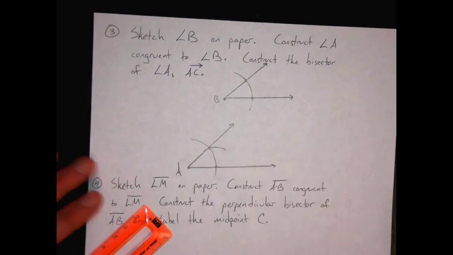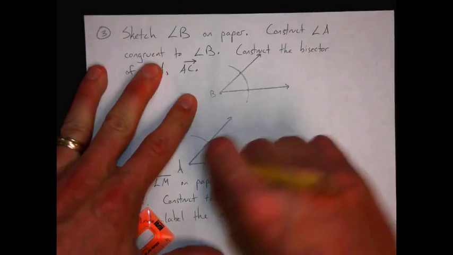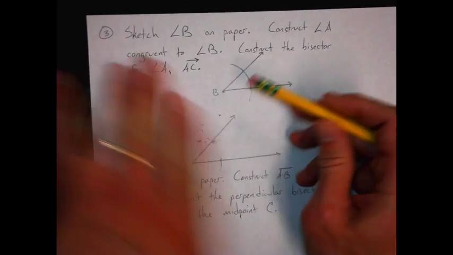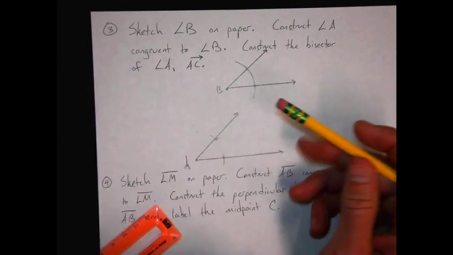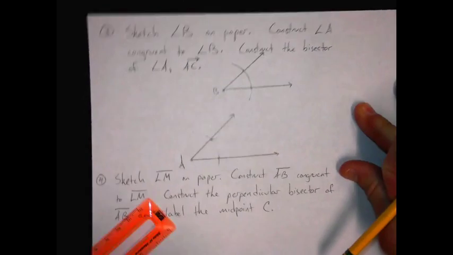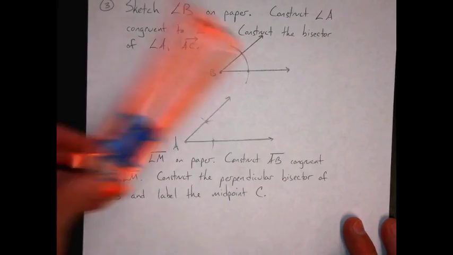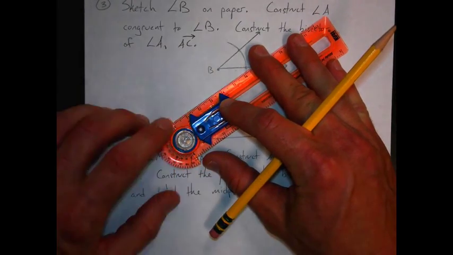Now, how does that work? Well, the first thing I want to do is erase the mess I made so I don't get too confused. Don't erase your angle, but erase the mess you made. The arcs are going to be all over the place. So I'm going to construct the bisector to the angle I just drew. The first thing I'm going to do is line up the center of the compass on the vertex.